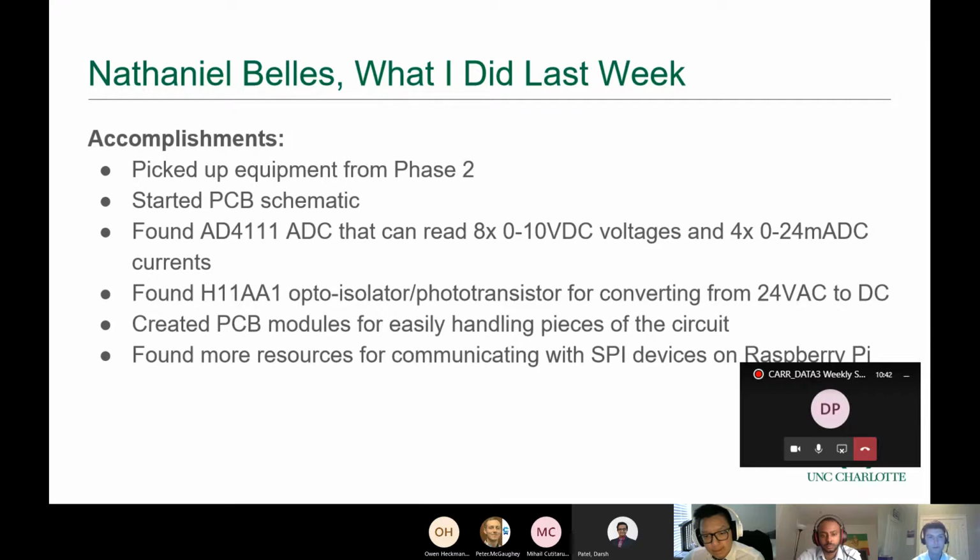He started the PCB schematic. He found that ADC that can read the voltage and currents that we need. He found the photo transistor for the 24-volt VAC to DC conversion. He created the PCB modules for easily handling pieces of the circuit. And he also found more resources for communicating with SPI devices on Raspberry Pi.